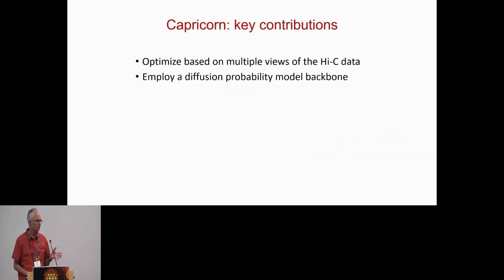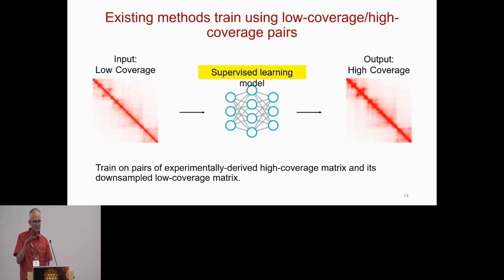So the main contributions of the Capricorn model are, on the one hand, we're going to do an optimization that uses multiple views of the Hi-C data to try to draw out different aspects that we think are important. And then we're also going to use a different category of machine learning model called a diffusion probability model. So just as a recap, remember the existing methods train using these low coverage to high coverage pairs, where you downsample a high coverage matrix to get a low coverage pair.